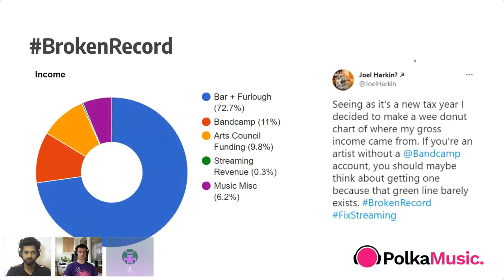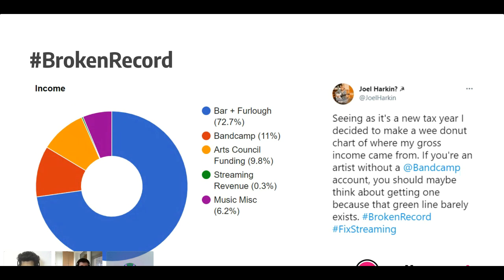So here's a broken record movement. This is a real life income of an artist. You can see that the green strip over there is the streaming revenue, and the blue part is from the live performance. As you know, because of the COVID pandemic, the artist cannot really give live performances, which means he's not really earning a lot from streaming revenue, and his livelihood is in danger. So we have to fix this streaming problem, which is what we are aiming to do with Polka Music.